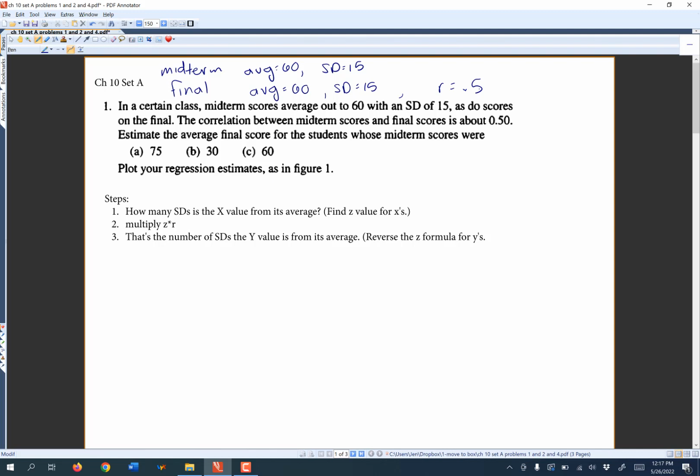So once I have that written down, now I can go through. Let's see, let's estimate the average final score for students whose midterm scores were, etc. So I'm trying to estimate the final, so that's going to be my y variable. I like to label them. And then midterm will have to be my x. So whatever you want to predict has to be your y.